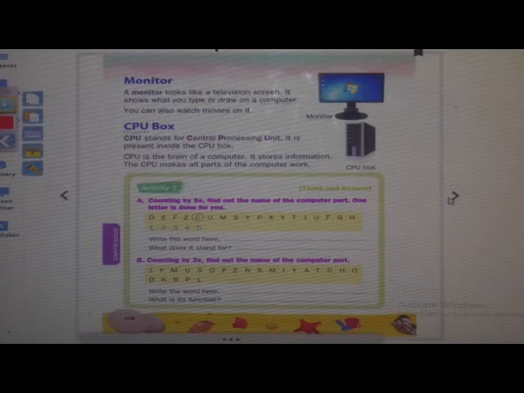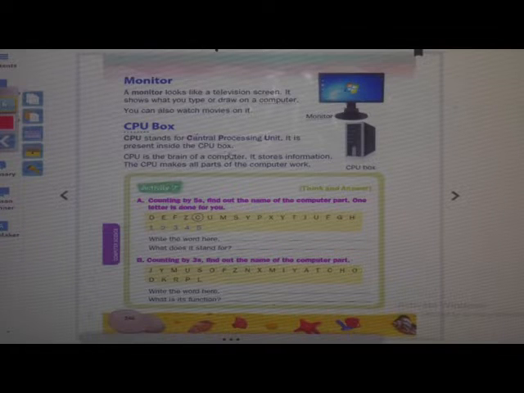Next we have seen monitor. What is monitor? Monitor looks like a television screen and it shows what you type or draw on a computer. So whatever you type or draw with the help of keyboard and mouse, it displays, it shows on the screen, that is monitor, and even you can also watch movies on it.